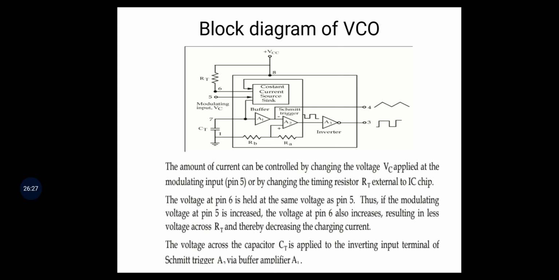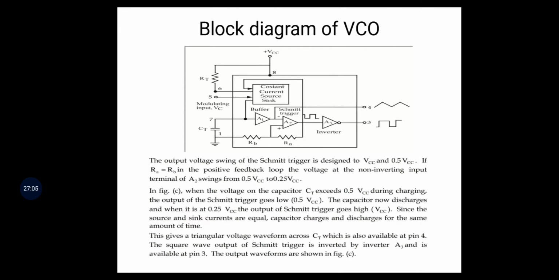So the voltage across the capacitor CT is applied to the inverting input terminal of the Schmitt trigger A2 via buffer amplifier A1. Here A2 is the Schmitt trigger and A1 is the buffer. A buffer does not change the input signal but isolates it. So the voltage across the capacitor is applied to the Schmitt trigger.